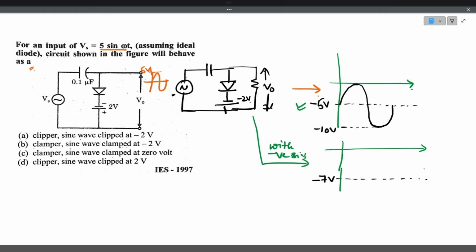So draw the diagram. Minus 5, minus 7, plus 5. Here the positive peak is at minus 2 volts. Minus 7, minus 5, so the negative peak is minus 12. So this is the waveform. It is a clamper circuit. Sorry, here it is clamped to minus 2 volts because 2 volts is the peak voltage. So the answer is option B.